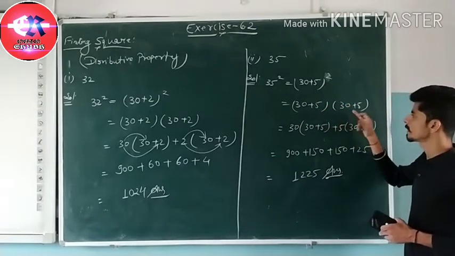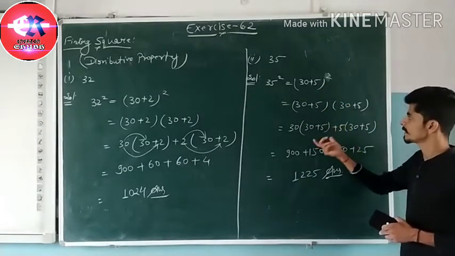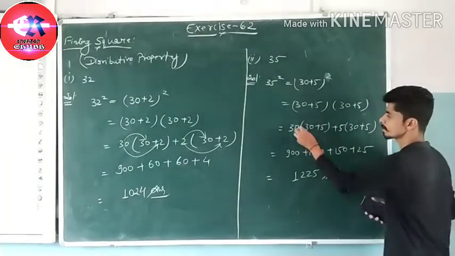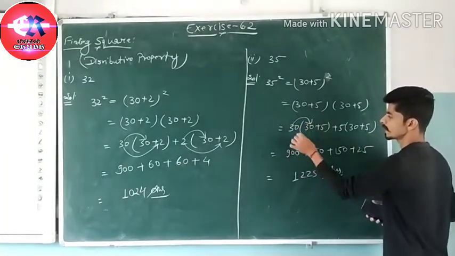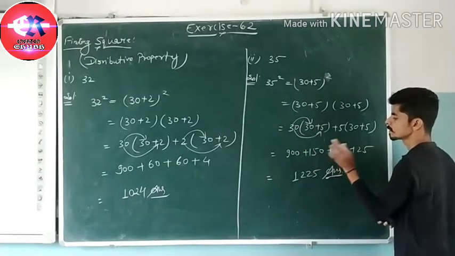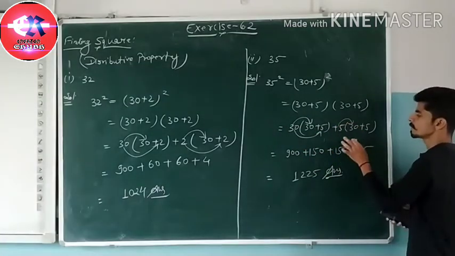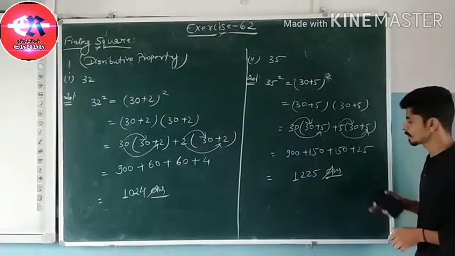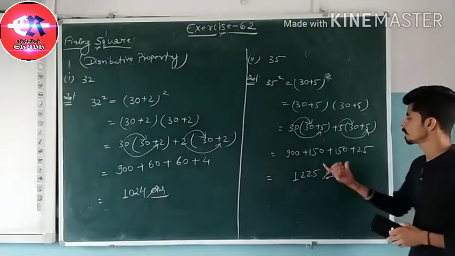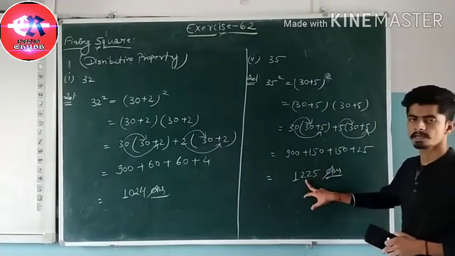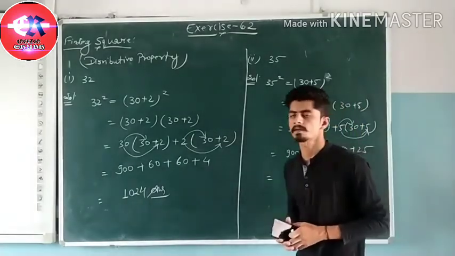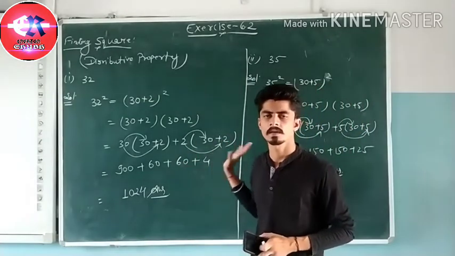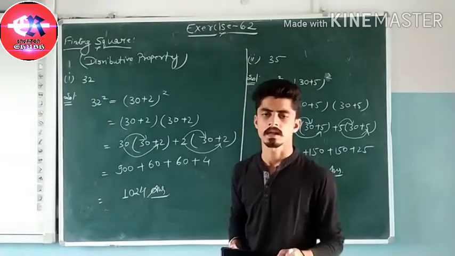Now 30 will be multiplied with the second bracket, and 5 will be multiplied with the second bracket. Using the same distributive property, 30 multiplied with 30, we get 900. 30 multiplied with 5, we get 150. 5 multiplied with 30, we get 150, and 5 multiplied with 5 is 25. Now add all these numbers, we get 1225. The rest of the questions are quite similar to this one, so you can do them by yourself.